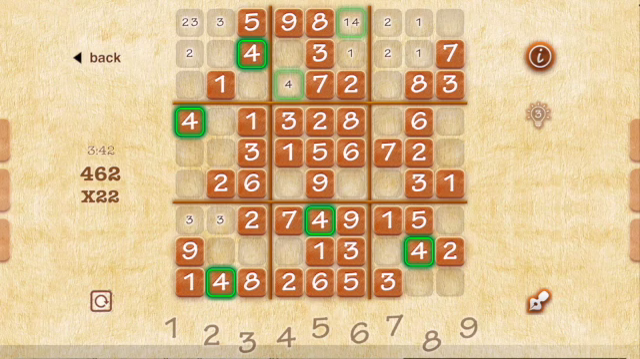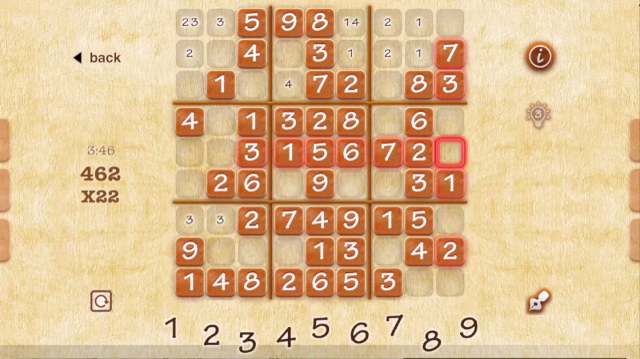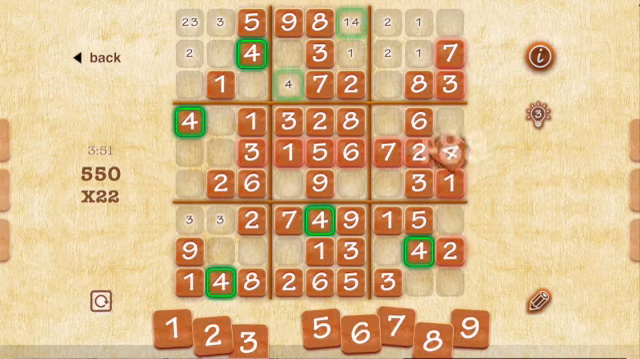So same here, we can have a 4 here or here and here or here, which means this one must be the 4 because these two here can't be the 4. So in that row, this is the only place the 4 can be.